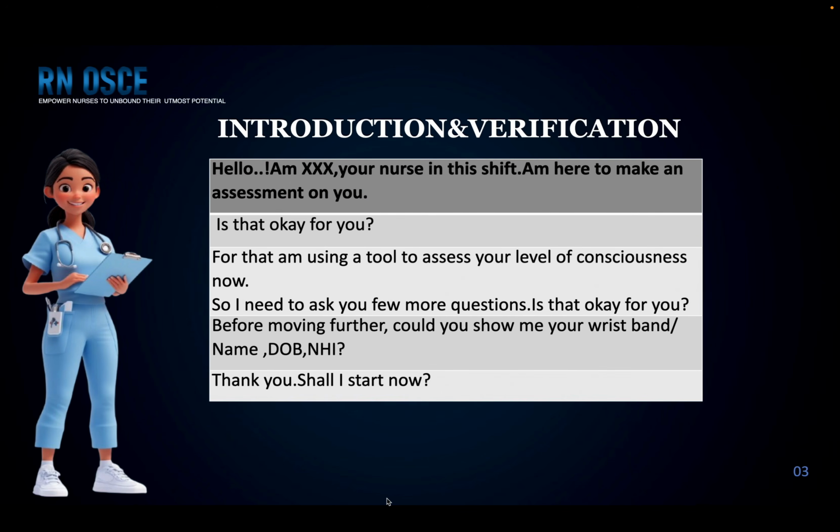Hello, I'm your so-and-so, your nurse in this shift. I'm here to make an assessment on you. Is that okay for you? Okay, for that I am using a tool to assess your level of consciousness now. So I need to ask you a few questions. Is that okay for you? Okay, thank you. Before moving further, could you show me your wristband? Okay, your name, date of birth, NHID is okay, so and so. Thank you. Shall I start now?